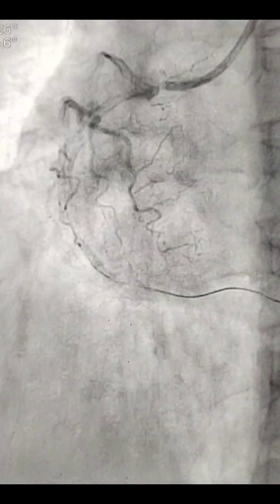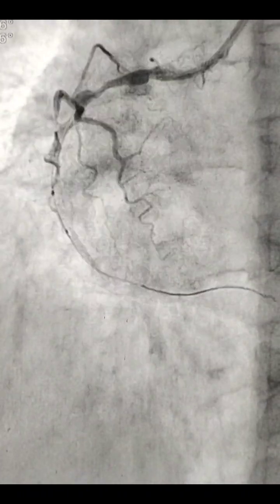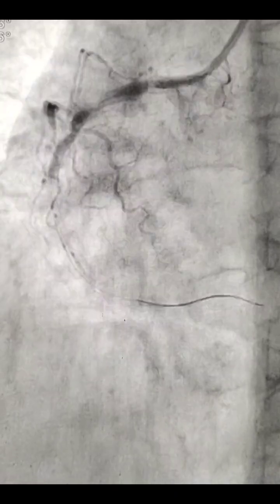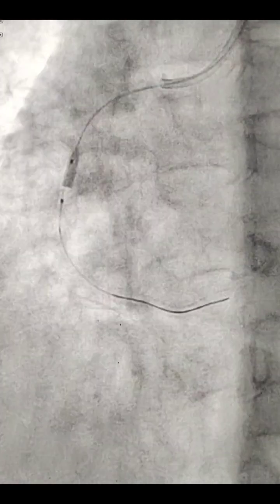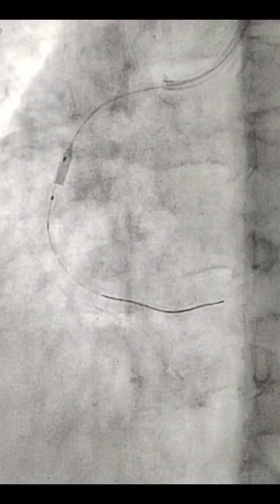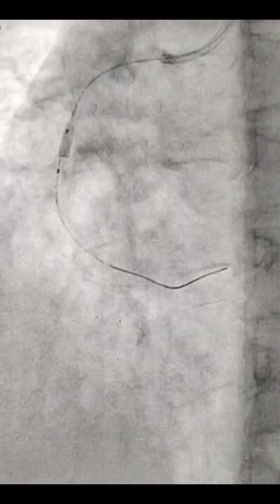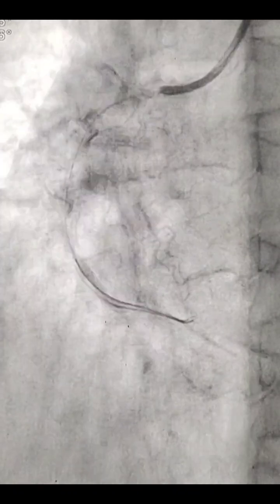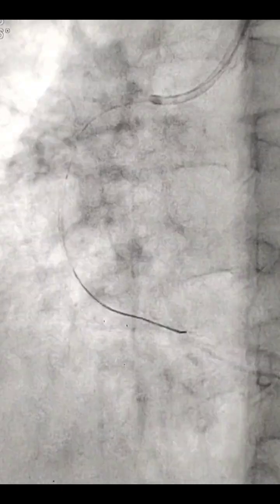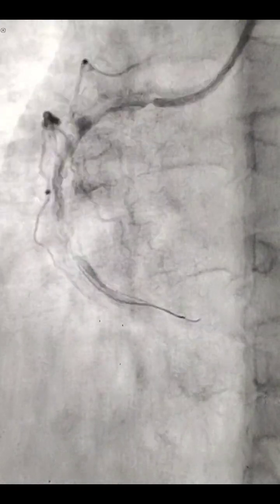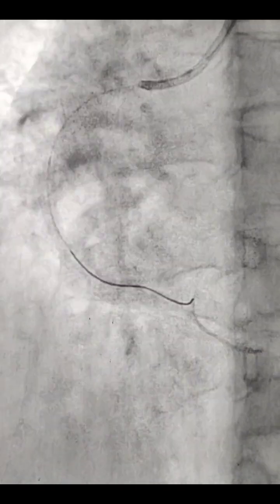So in hope of getting flow, I decided to do balloon daughtering. Balloon daughtering is the to-and-fro motion of the uninflated balloon in hope of getting some flow. Even after balloon daughtering, there was no flow. So I decided to do the predilatation at the place where there was a lesion. After predilatation at the place of lesion, I got some flow, and this is the flow you can see.